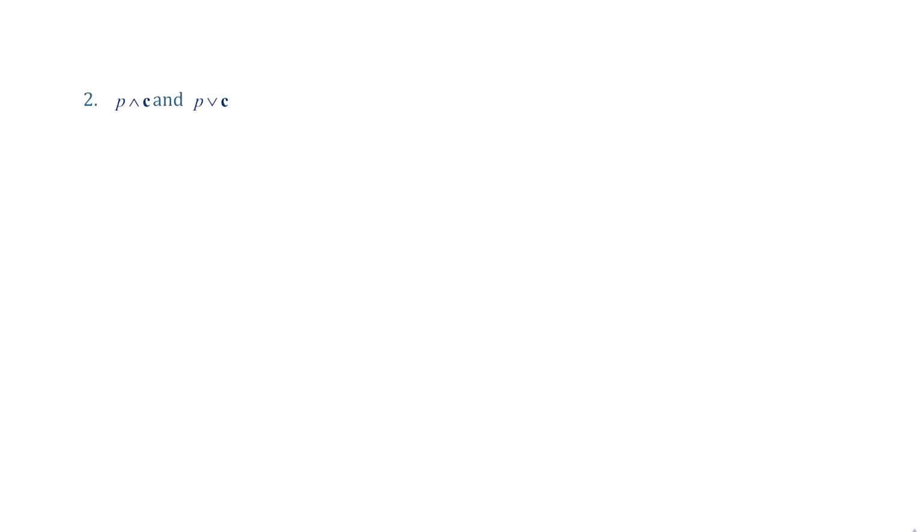Now, the conjunction of P and a contradiction. So let's set up what we're going to need: P, C. Then we'll need the conjunction of P and C, and then we're going to need the disjunction of P and C.